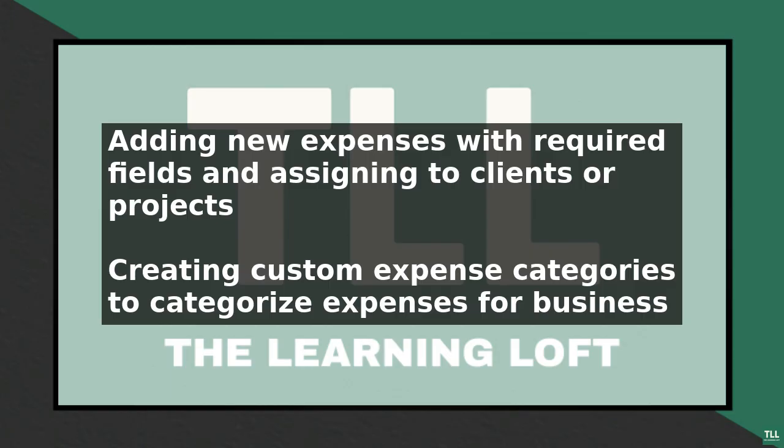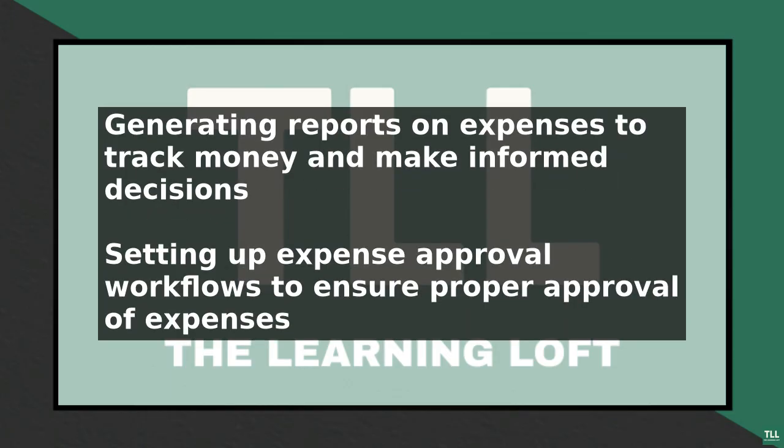In addition to tracking expenses, Bill4Time also allows you to generate reports on your expenses. This can help you to see where your money is going and make informed decisions about your business. To generate a report, go to the Reports section and select the type of report you want to run. You can then customize the report by selecting the date range, expense category, and other criteria.